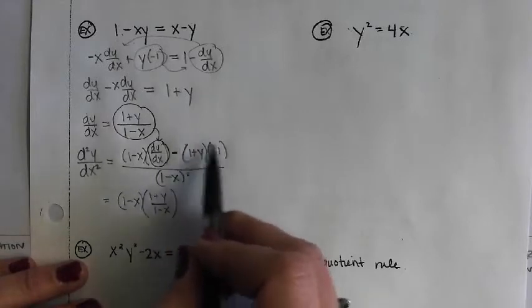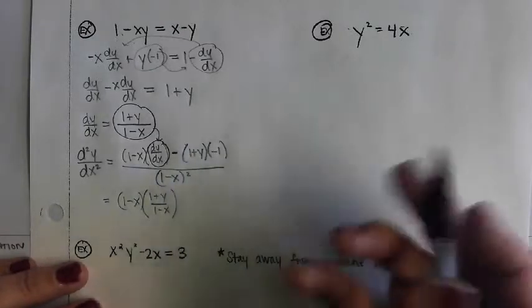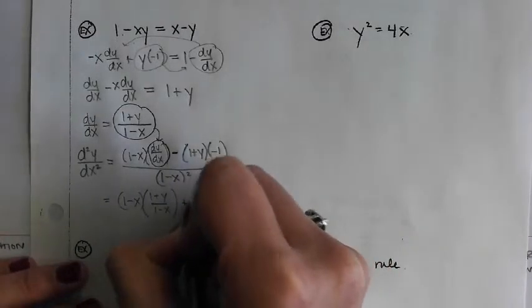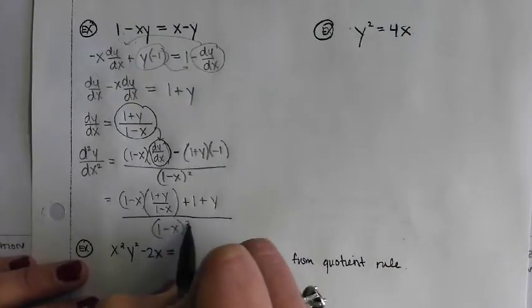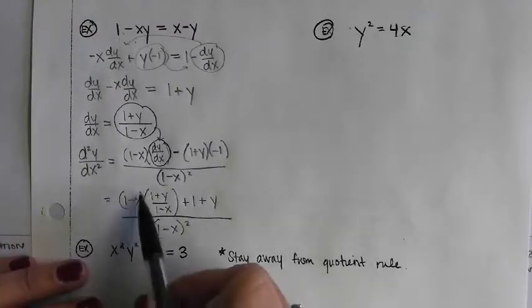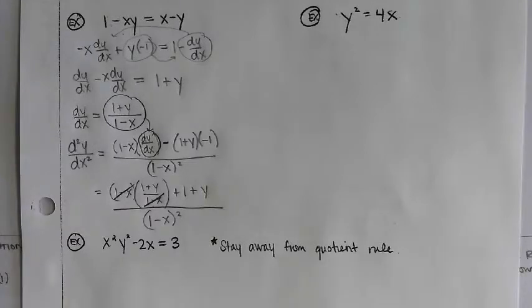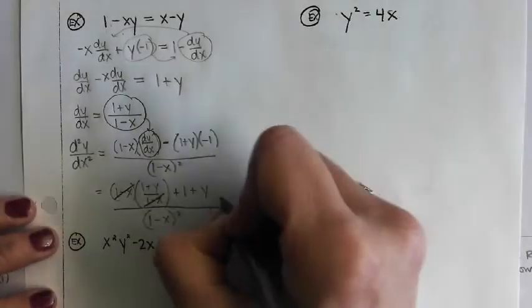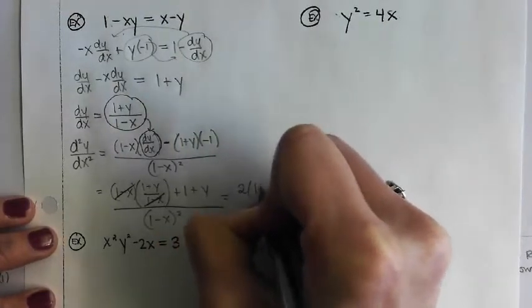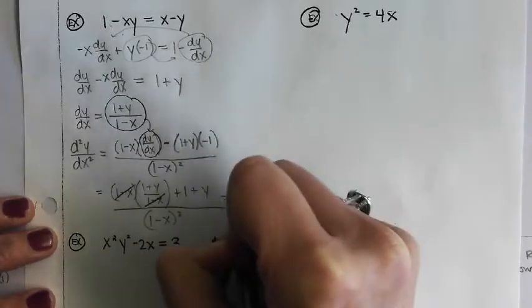And then your second term, I'll just keep simplifying from here. A negative with a negative 1 is just like a positive 1. So that's just plus 1 plus y, all over 1 minus x squared. So this and this will cancel. So our numerator is either 2 plus 2y, or you could factor out that 2 and have it be 2 times parentheses 1 plus y, all over 1 minus x squared, in parentheses. And that's your second derivative.